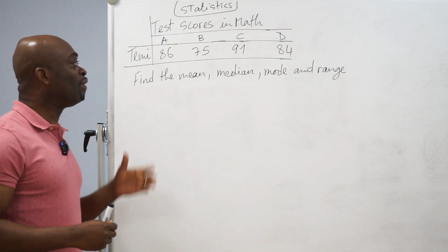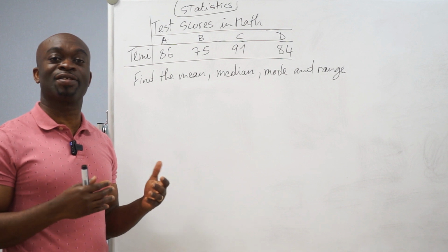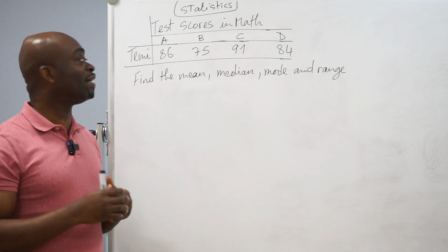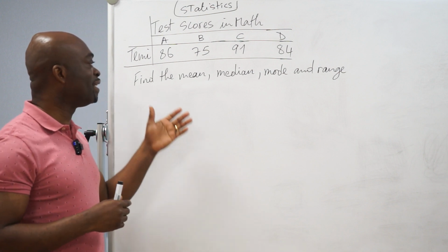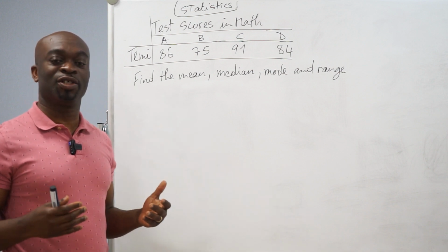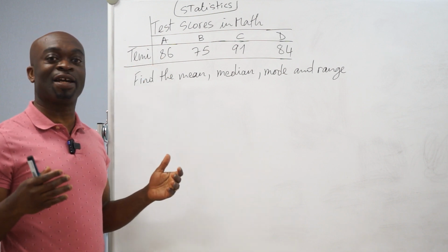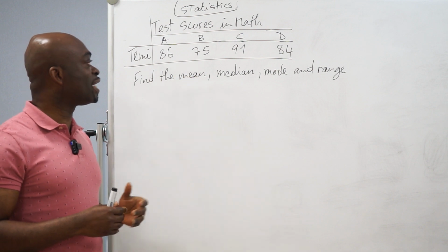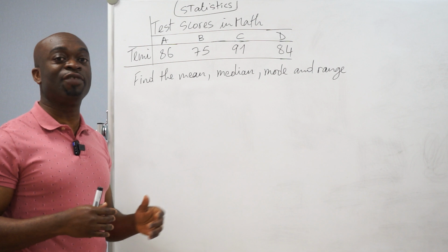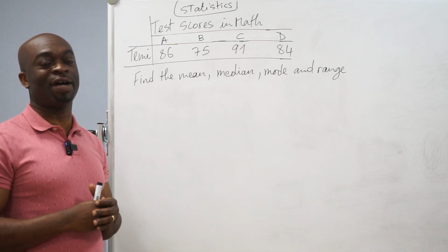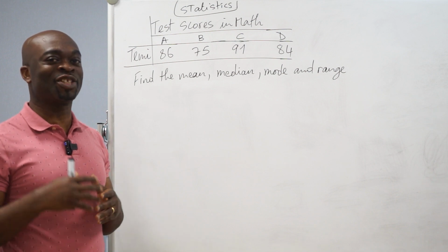All right, so now let's see what happens to Tammy here. Tammy took some math class last term, and then she ends up with these test scores. Now we're going to have to find the mean, the median, mode, and range, okay? So the first test, she got 86 out of 100 points. The second test, she got 75 out of 100 points. The third one, 91 out of 100 points. The fourth one, 84 out of 100 points. All right? So she didn't do bad, but we can say that she could do better.